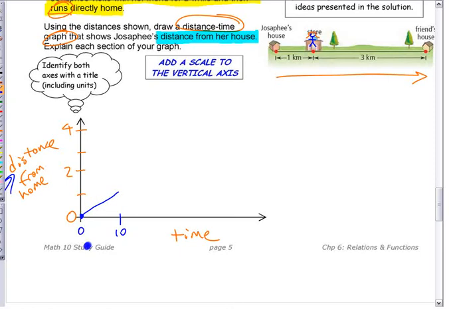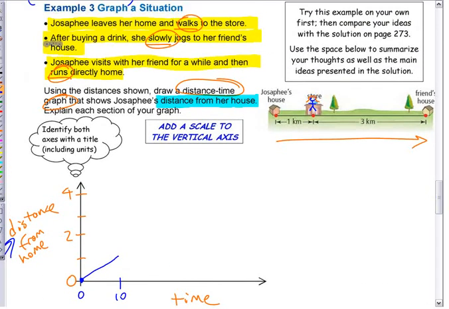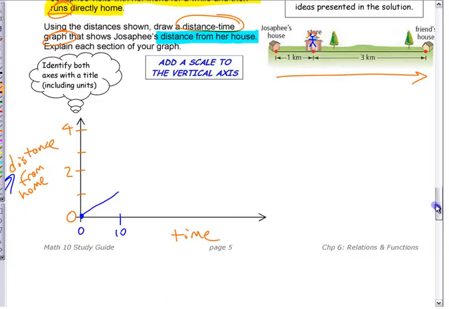So she gets to the store. What happens at the store? She goes in, buys a drink and stuff. So what do I have to do here for a while? Flat line. How long does that take her? 5 minutes? You want to do 5 minutes? Okay. So here's 20. She takes 5 minutes, obviously this is open to debate, and then what happens?